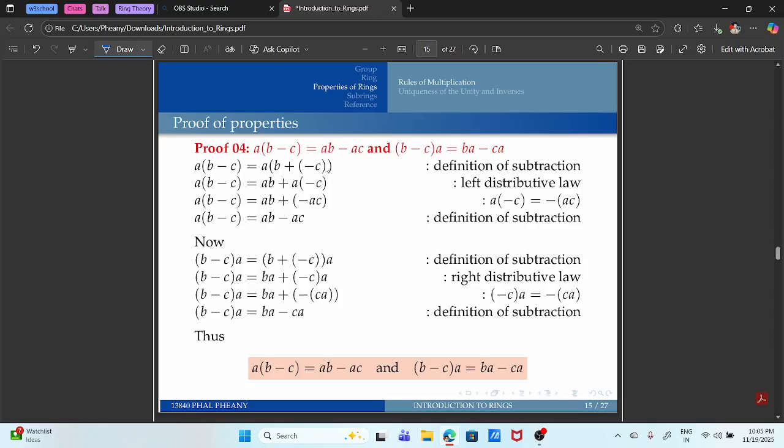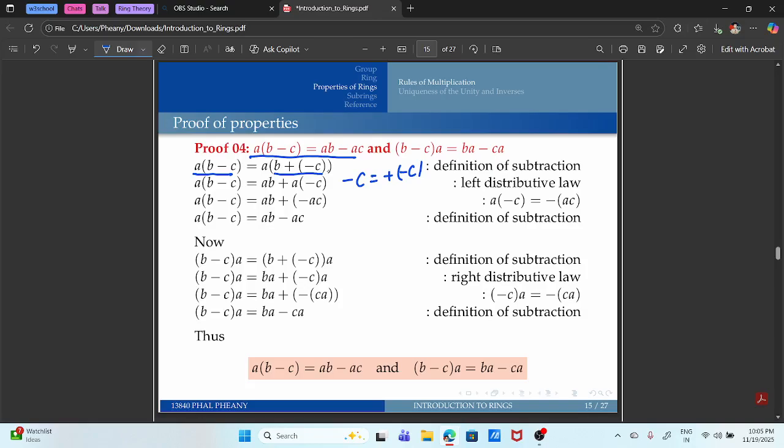Now we consider this part, we have to prove this part. So first thing, the left part is A times (B minus C). Minus C comes from plus and then minus C. So we can write B plus (minus C).